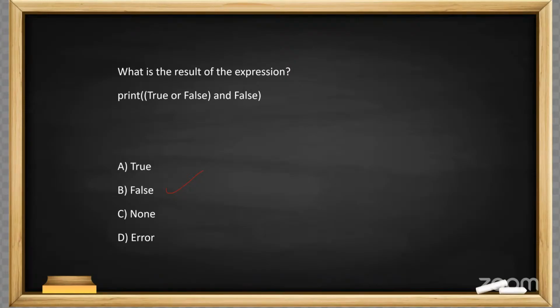So true or false? As we discussed yesterday, if any one is false, it will be false. No, if any one thing is true, it will be true. True or false will be true. True and false will be false. Yeah, it will be false. So that's why it is false.